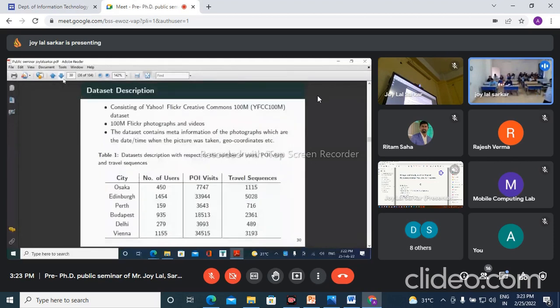This covers Osaka, Edinburgh, Perth, Budapest, Delhi, Vienna. Okay, number of users, POI visits, travel sequences. This is collected from Flickr, a common data set. Okay, if I share my data on Flickr, I will be one user, so the data is also available. It depends on the user. If the particular user has shared that data, then we can use it, otherwise our system can still be good. Okay, so this is the description.